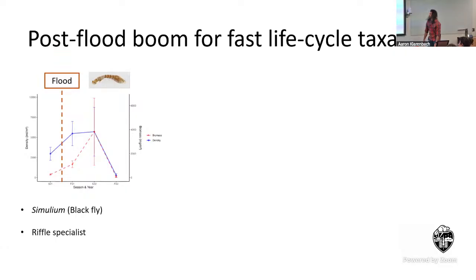So what did we see empirically? We saw a post-flood boom for fast life cycle taxa. So Simulium, the one that I showed you a picture of, was the one that keyed us in. We see a huge rise in density in that first sampling season post-flood, followed by a sharp increase in biomass by spring of 2022 before dropping off there.